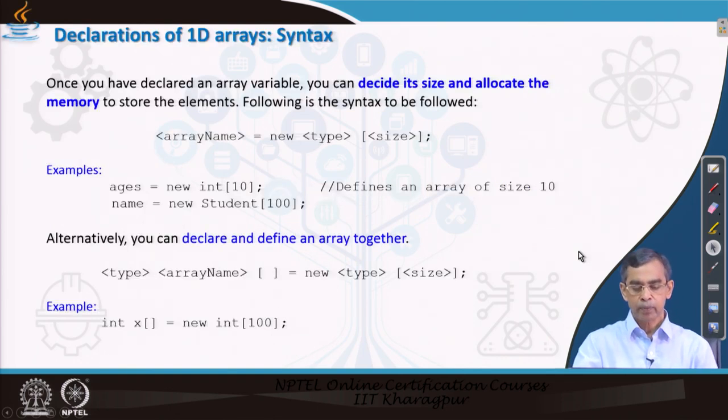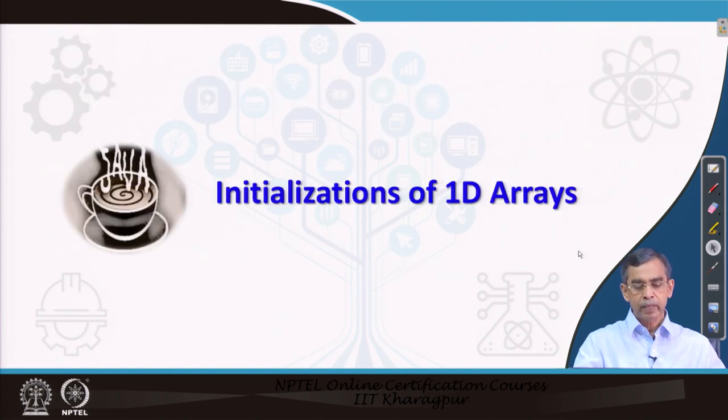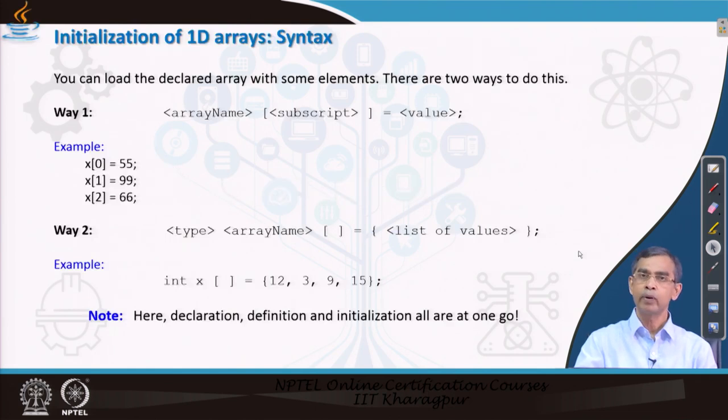So, this is the one way that we can discuss. Okay, so these are the different ways the array can be declared. Now, let us see how an array can be initialized. Once the array is declared, its size is fixed, then we have to load the array with the elements in it. There are many ways again the initialization can be done.